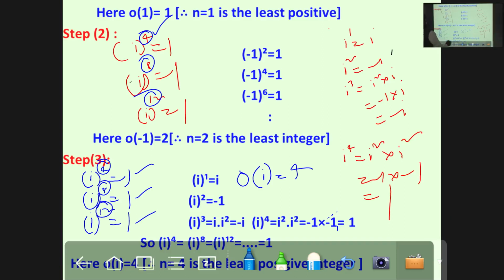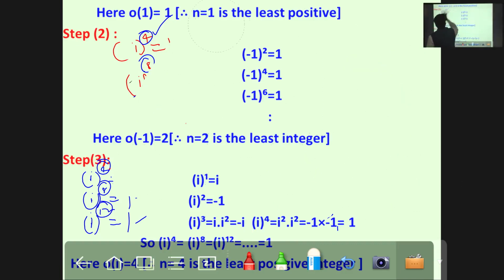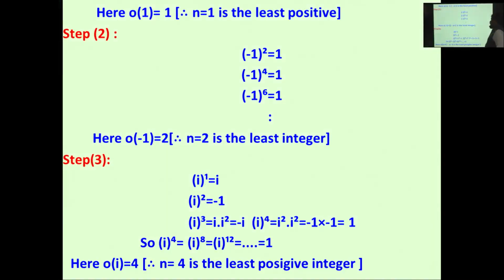What is the least? 4 is the least. So the order of i equals 4. Understand? So the order of i equals 4, because n equal to 4 is the least positive integer.